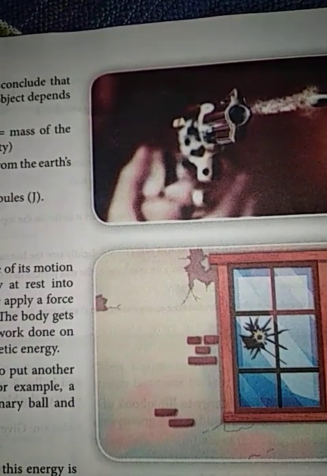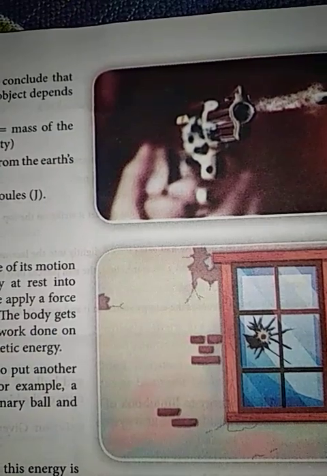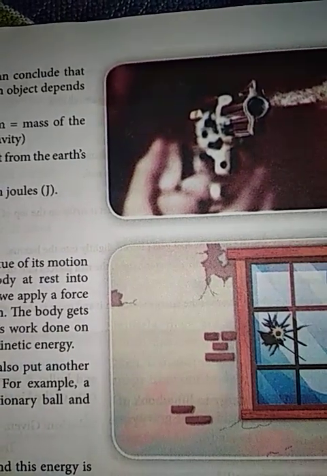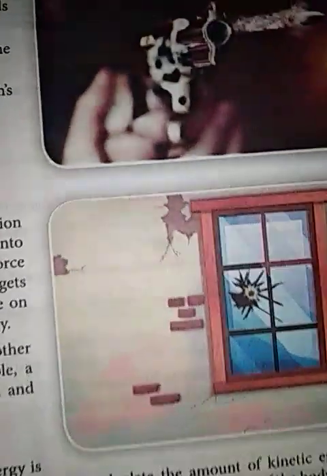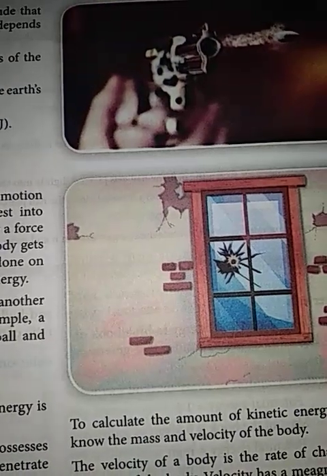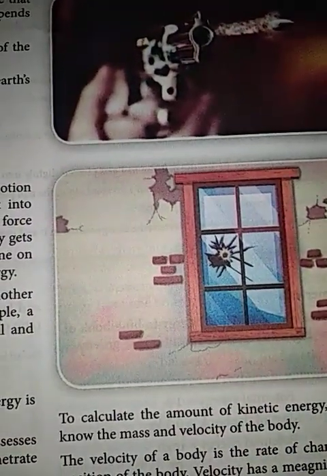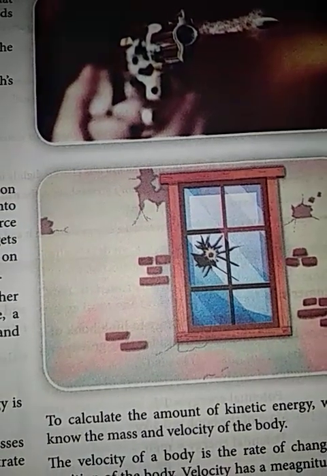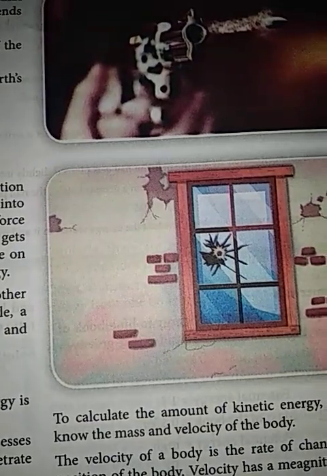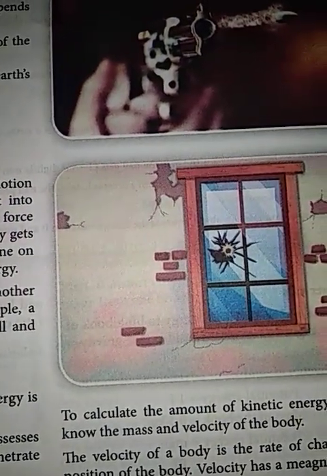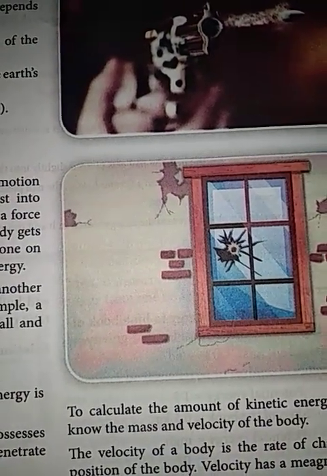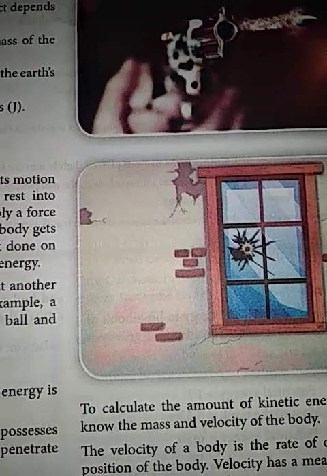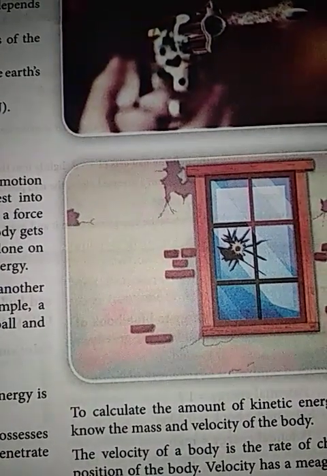So the body which is set in motion can also put another body which is at rest into motion. For example, a moving billiard ball hits another stationary ball and sets it in motion, as in the game of carom board. If we strike the coins of the carom board with the striker, the kinetic energy of the striker sets another coin into motion, and the coin which is in motion, if it hits another coin, that coin also sets into motion. So when the body is in motion, it possesses kinetic energy.